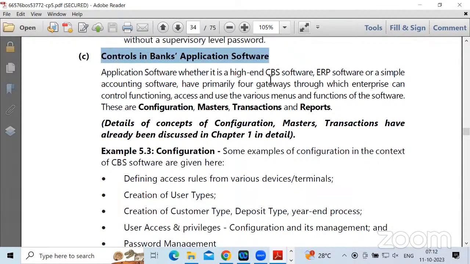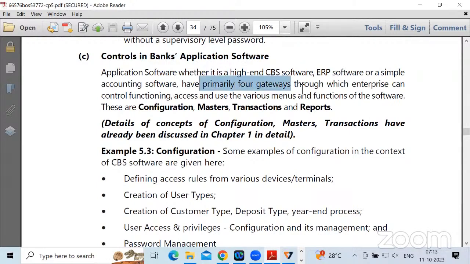Controls in banking application software, or any application software for that matter. Application software, whether it's high-end CBS or ERP software, has primarily 4 gateways through which the enterprise can control functioning, access, and various menus. So there are configuration, masters, and transactions as well as reports. What is configuration? What is master? What is transaction? What is report?